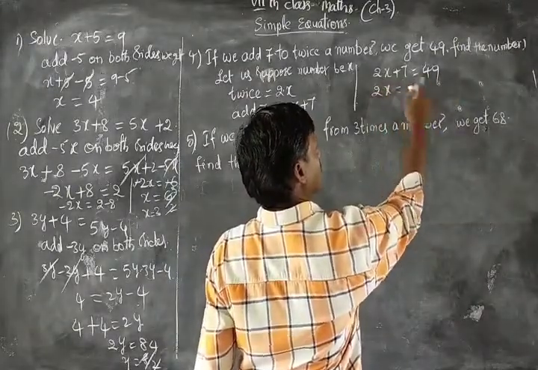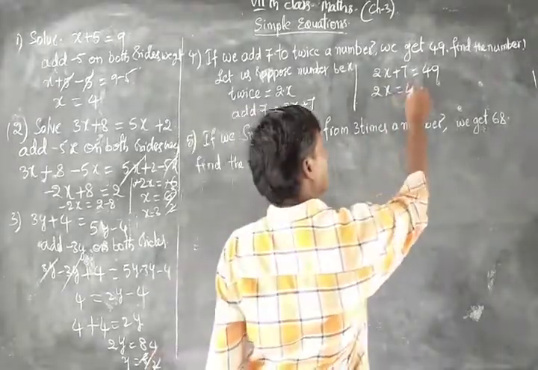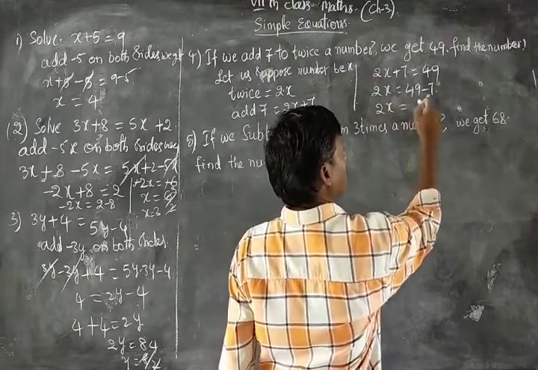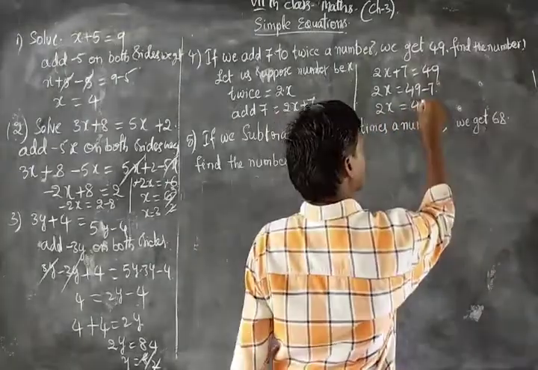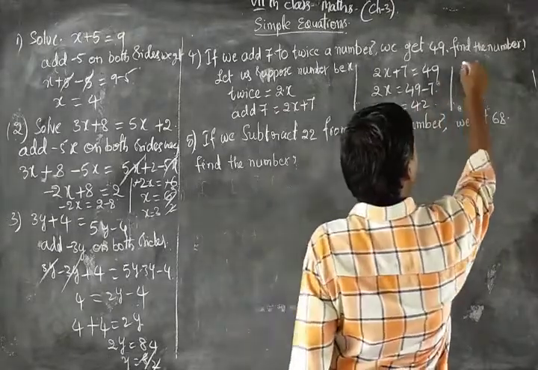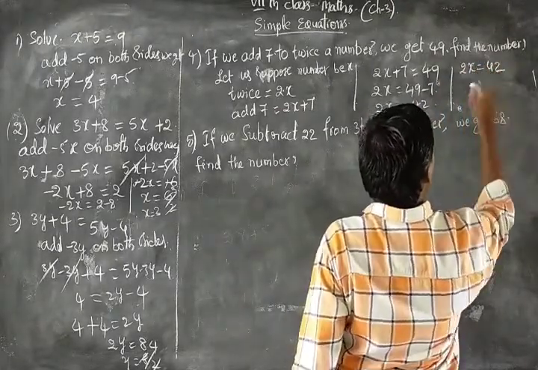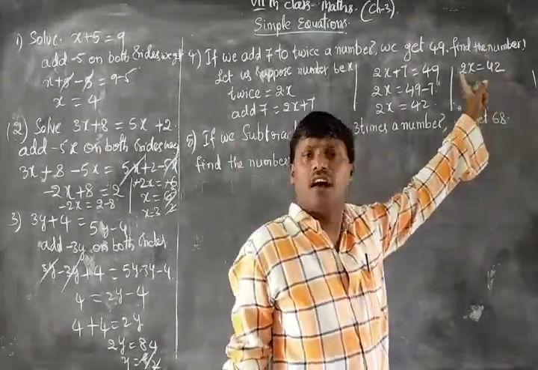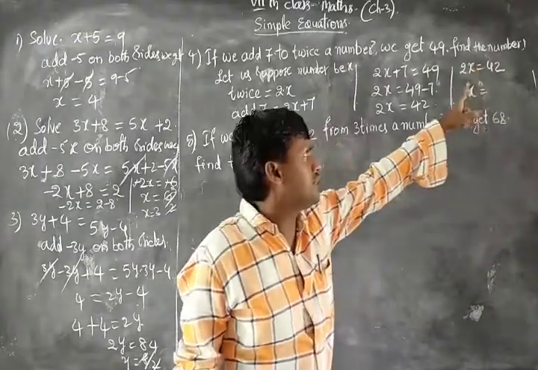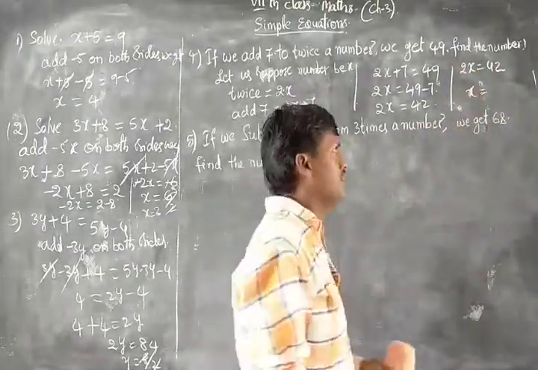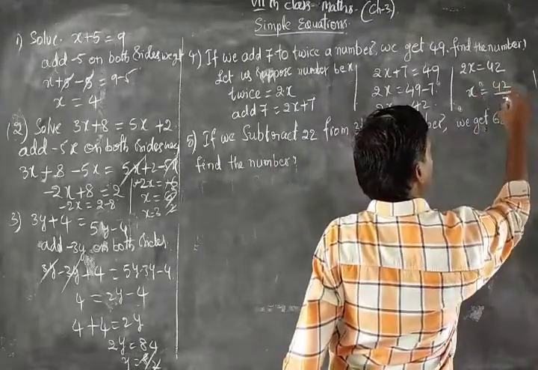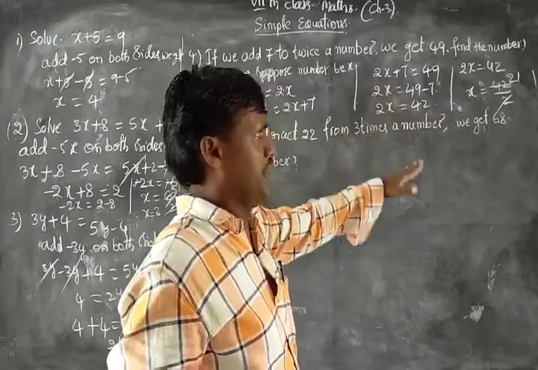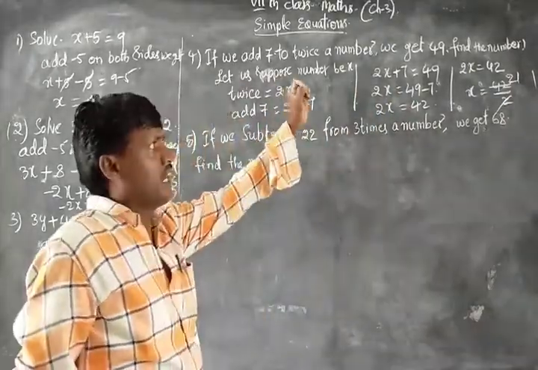So we just transpose 7 to the right side. 2x is equal to 49 minus 7. Then 2x is equal to 42. Then x is equal to 42 by 2, and 2 is the coefficient, or multiple, of x. When you take x as subject, 42 by 2. How many times is it? 21 times. So that number is 21. Finally we did find that unknown number.